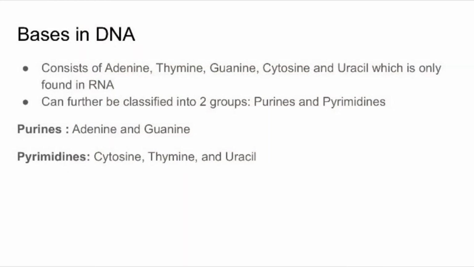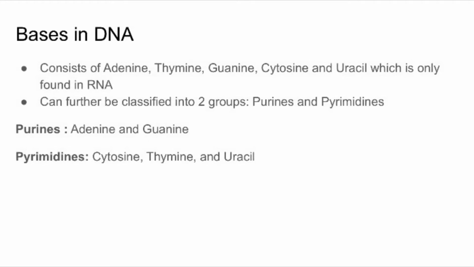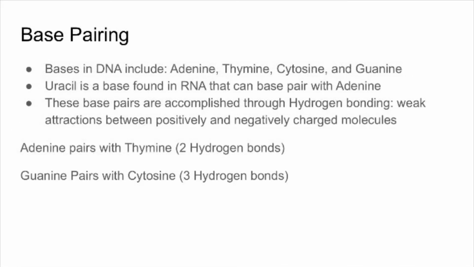DNA is composed of bases that consist of adenine, thymine, guanine, cytosine, and uracil, which is only found in RNA. Bases can be classified into purines and pyrimidines. Purines consist of adenine and guanine, and pyrimidines involve cytosine, thymine, and uracil. The base pairing is accomplished through hydrogen bonding, which is relatively weak. Adenine pairs to thymine with 2 hydrogen bonds, and guanine pairs to cytosine with 3 hydrogen bonds.